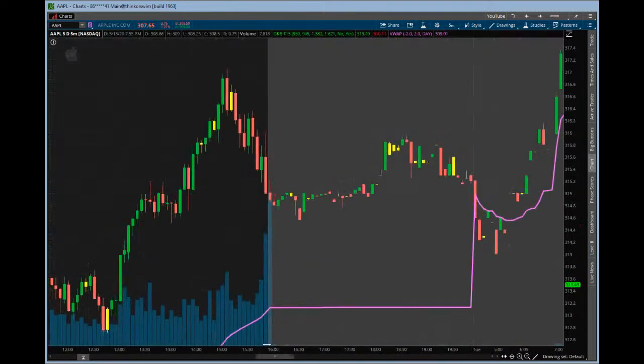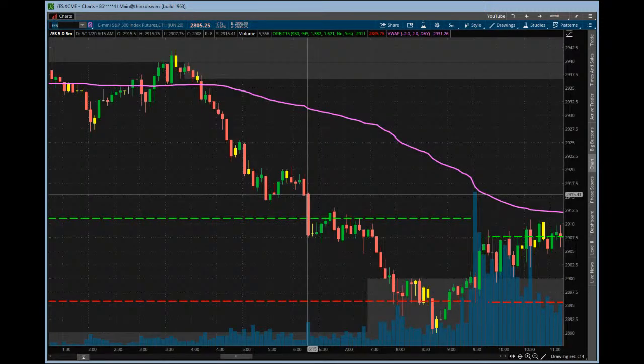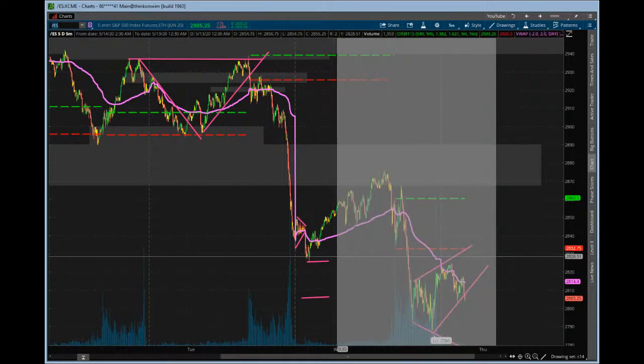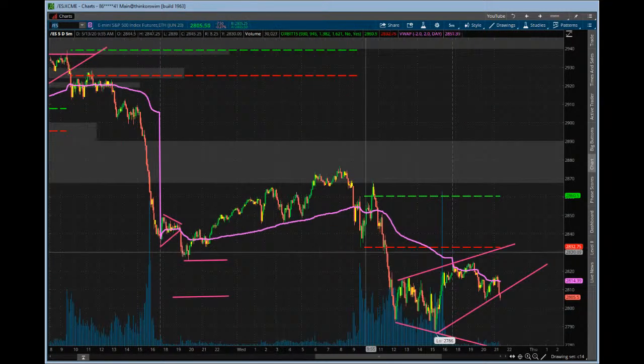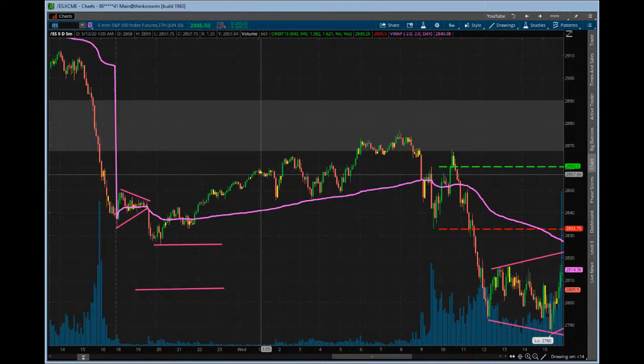Okay, so that's a good example right there, and then let's just go back to the ES and see how that's looking from yesterday. So that's one of the key tools and how it looked here today. Today we showed here pre-market, so this is all after hours yesterday. We held the VWAP.